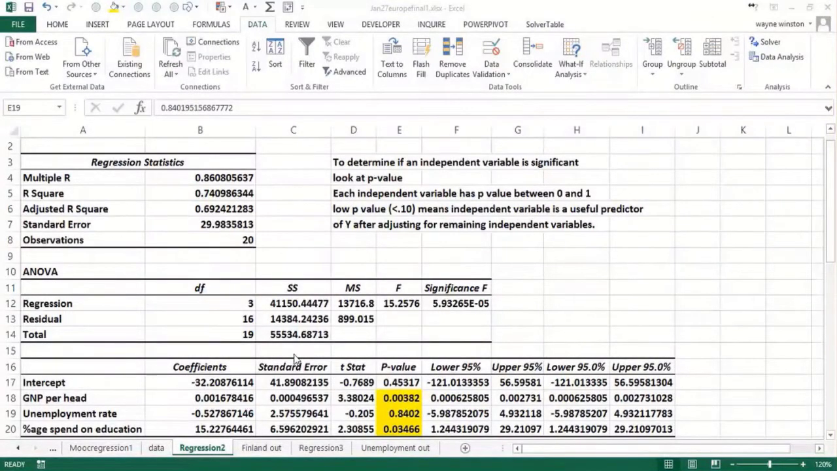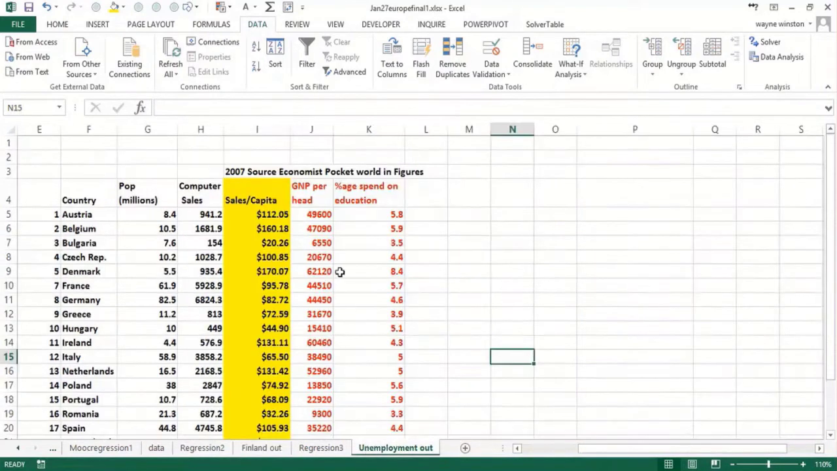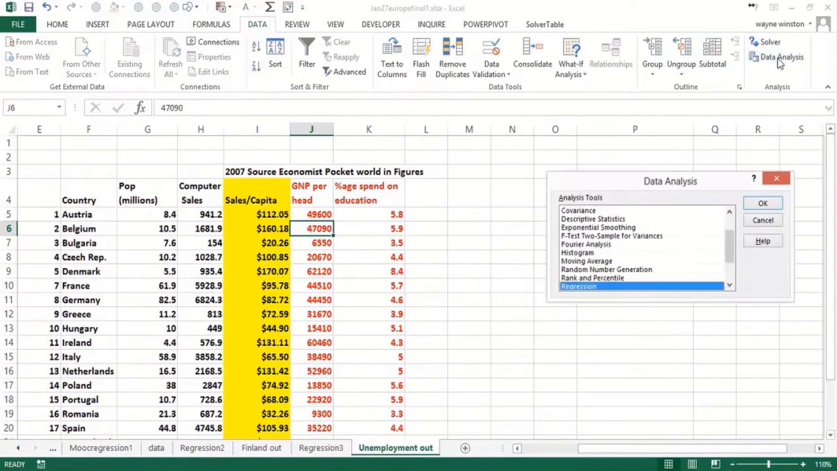Okay, let's continue with our study of multiple regression. You recall at the end of the last video, we found the unemployment rate had a high p-value, so we should throw it out. So notice there's no Finland, and we've deleted the unemployment rate column. So we can run this regression again, and we'll see that this will be a decent regression that we can use and gain some insights into predicting computer sales in Europe.